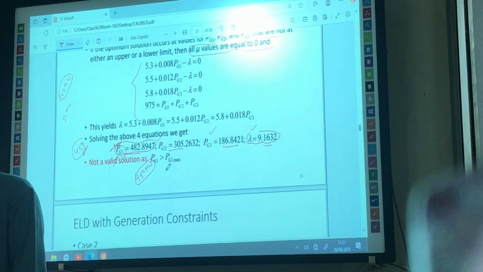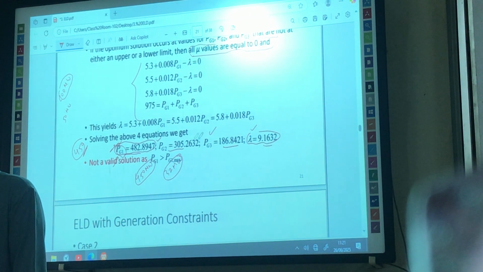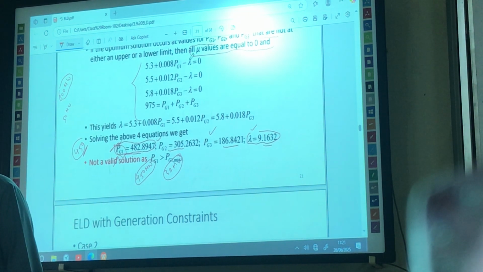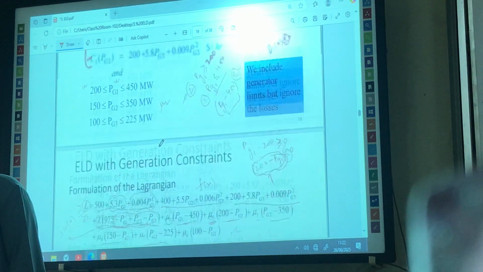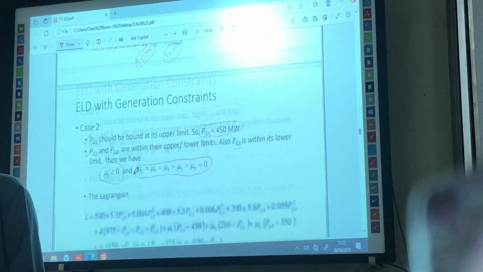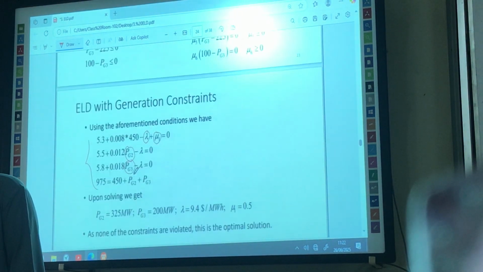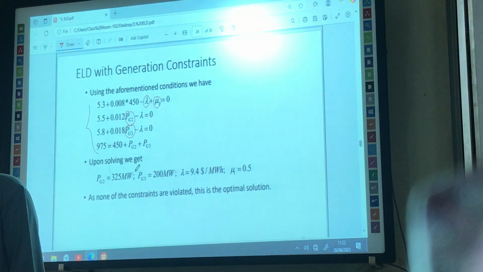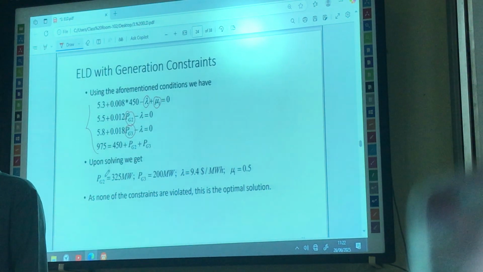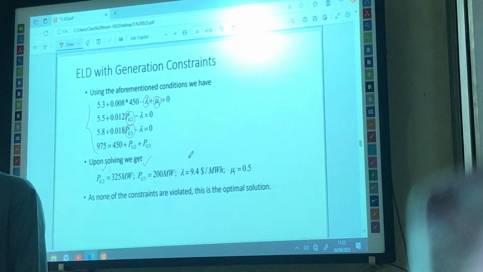So the rest of the 32 megawatt should be distributed inside Pg2 and Pg3, right? Otherwise, the equality constraint, that is the summation of Pg1, Pg2 and Pg3, should match the PD. That will not be satisfied. That's why for this case too, we will get the new solution for Pg2 and Pg3. These two are still unknown parameters. So from these 4 equations, we can get Pg2, Pg3, lambda and mu1.